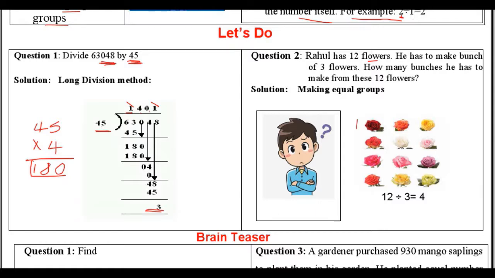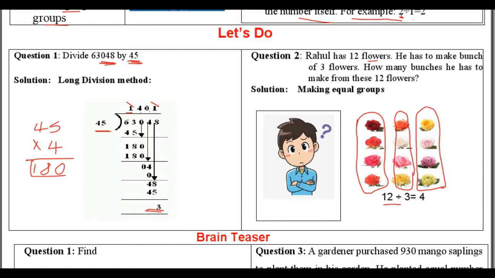Next, question 2 you see here is Rahul has 12 flowers. He has to make bunches of 3 flowers. How many bunches does he have to make from these 12 flowers? Solution: here we have to make equal groups. Now you see, he will take 4 flowers in one group, so he will be able to make 3 groups of 4 flowers each, as you can see here.